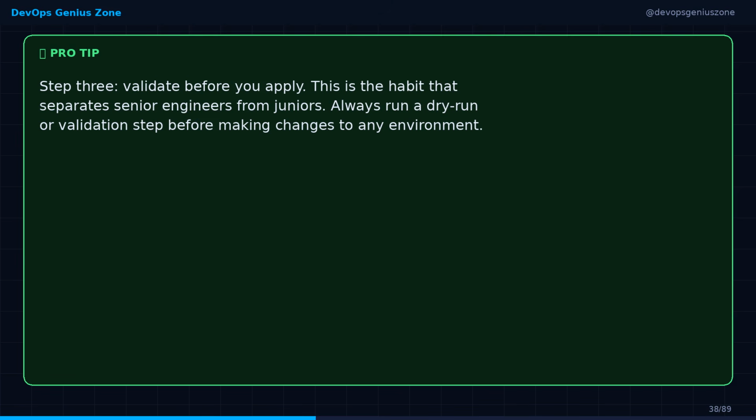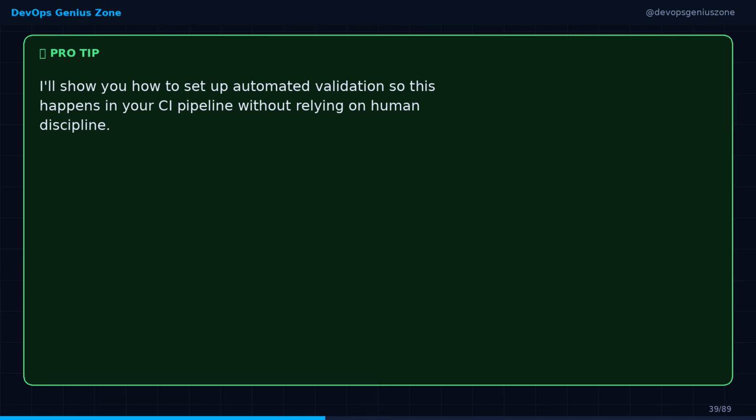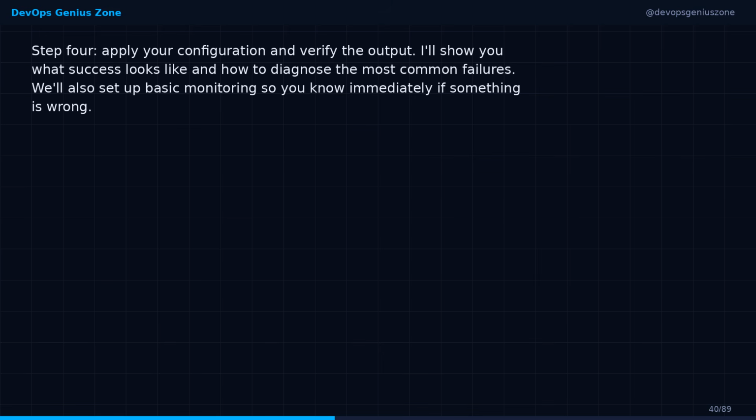Step 3. Validate before you apply. This is the habit that separates senior engineers from juniors. Always run a dry run or validation step before making changes to any environment. I'll show you how to set up automated validation so this happens in your CI pipeline without relying on human discipline. Step 4. Apply your configuration and verify the output.